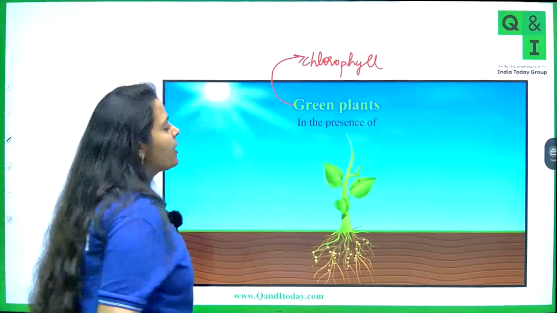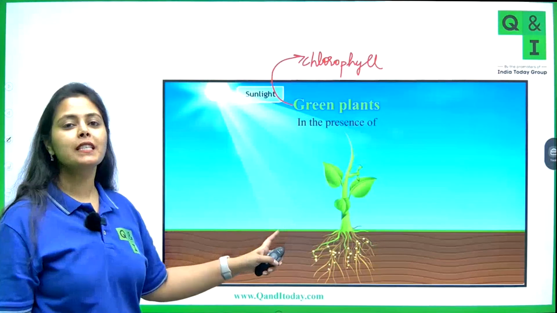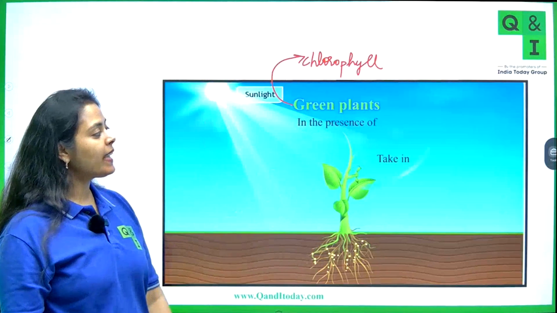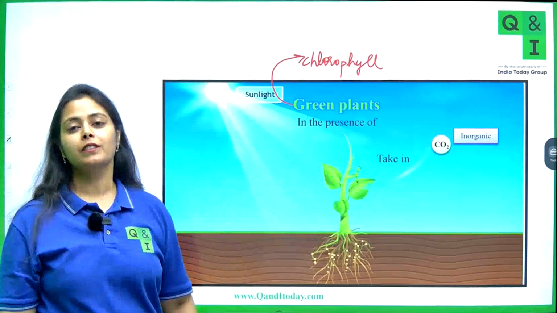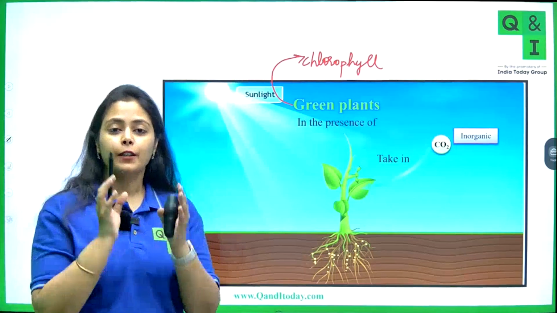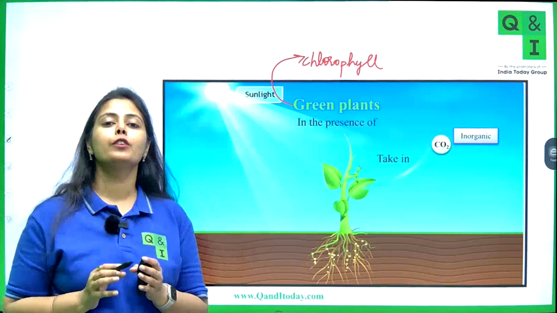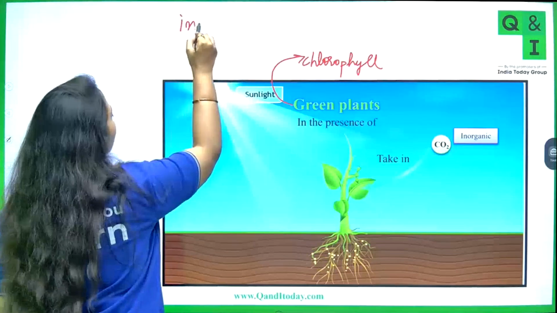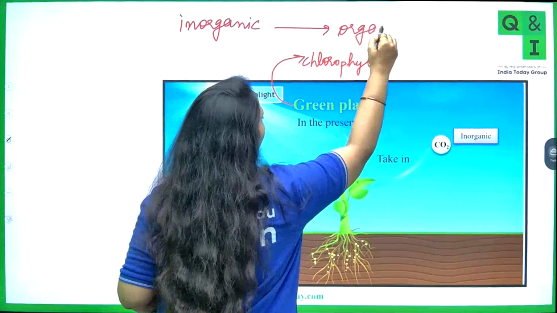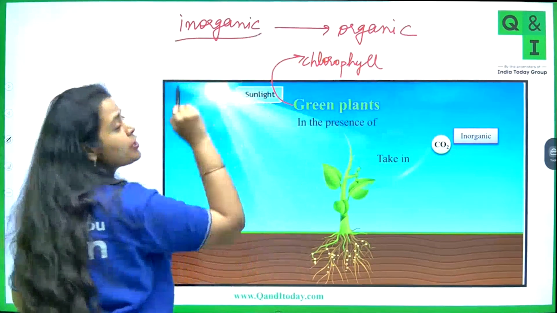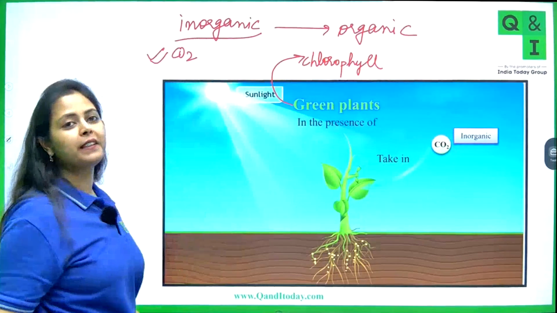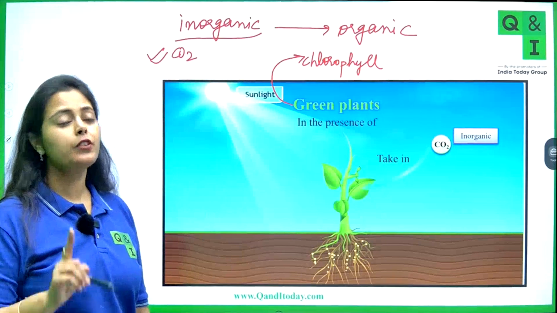Okay, so green plants in the presence of sunlight. So you can see from here on the green plant, sunlight is falling. Okay, now they take in what? They take in carbon dioxide. So just now in the previous slide, students, we have covered this, that during the autotrophic nutrition, inorganic is getting converted into organic. So first inorganic component which is being taken by the plants is what? Is carbon dioxide. Okay, carbon dioxide, the first inorganic component.